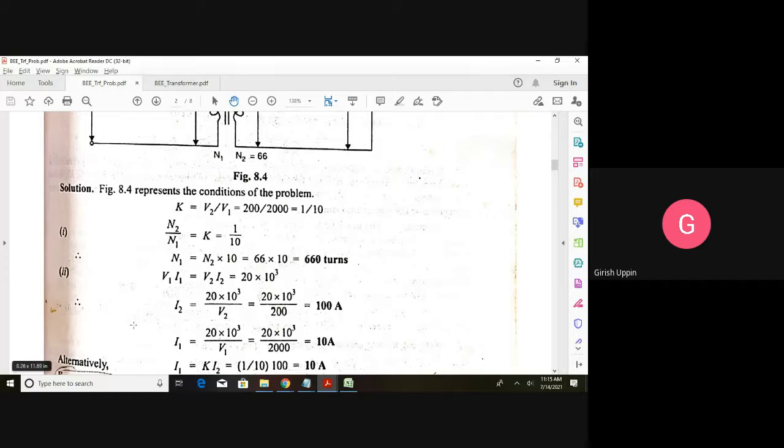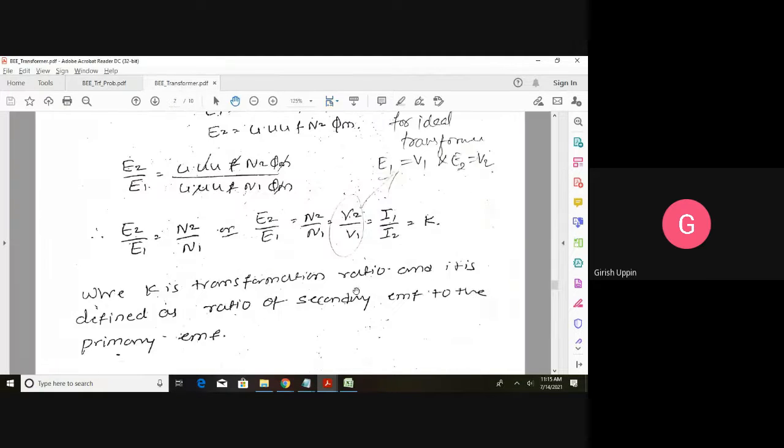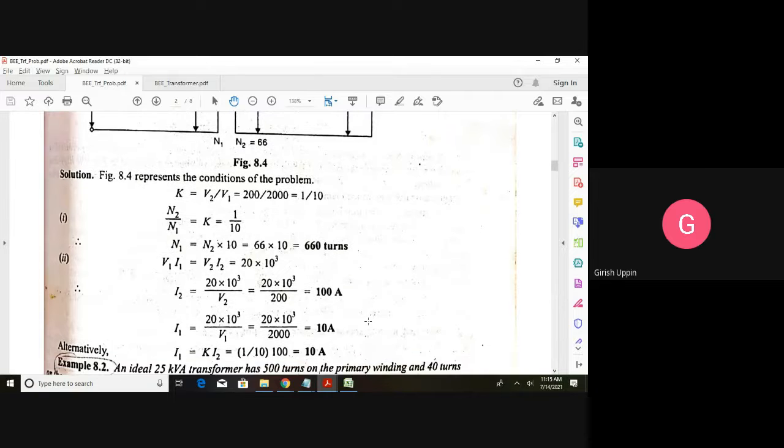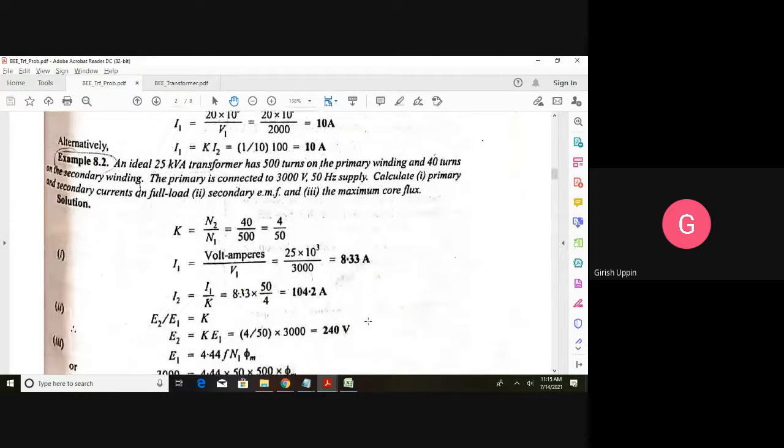In the voltage transformation ratio earlier, this is reversed. If you compare here, V1 I1 is equal to V2 into I2. That's why you remember, whenever you are using the voltage transformation ratio, it is E2 by E1, N2 by N1, V2 by V1. But when it comes to the current, it just reverses, I1 by I2. Okay, so we have found out what was asked in this particular problem.